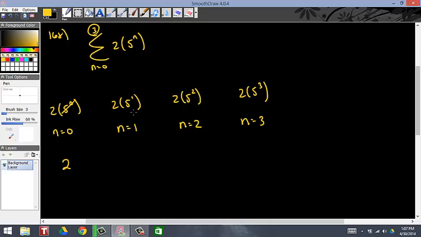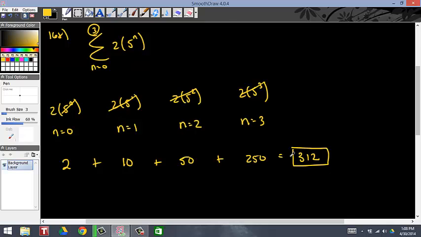That's 1, so this becomes 2. 2 times 5, 10. 25 times 2, 50. And then 125 times 2, 250. And now sigma means what now? Summation. So I'm going to add them all together. So 312. Again, they're asking to write out all the terms, so it's all good.